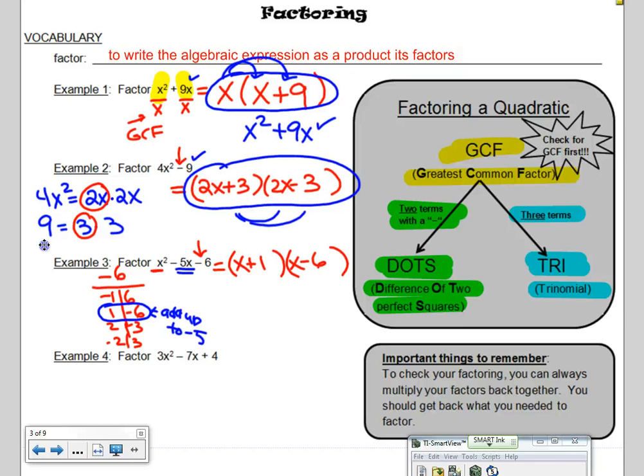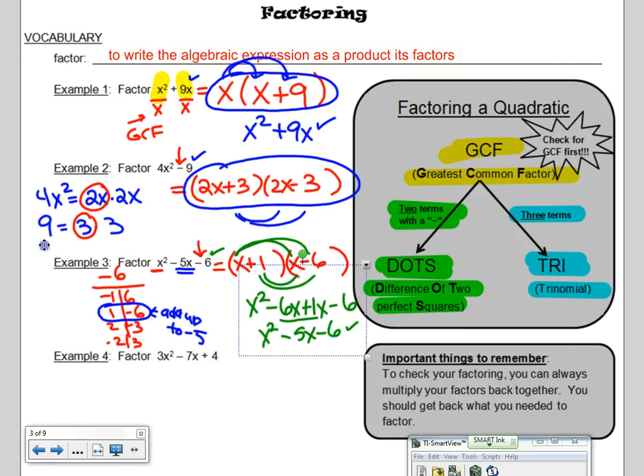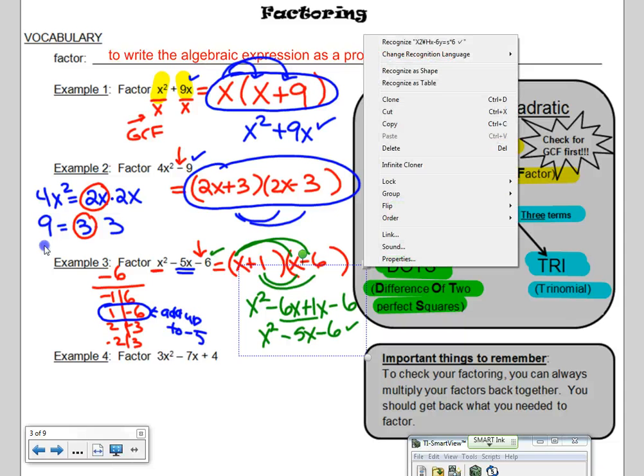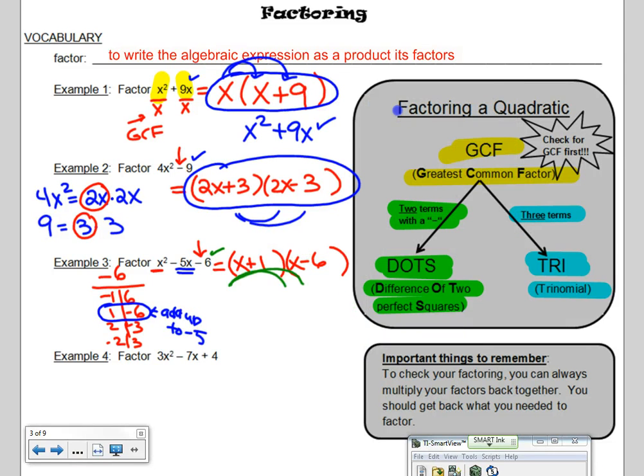Again, if I re-multiply this, I should get back out what I started with. X times x is x squared. X times negative 6 is negative 6x. 1 times x is 1x. 1 times negative 6 is negative 6. And my two terms here are like terms. They add up to negative 5x, and then your minus 6. So this does, in fact, match. So I know that I am right with my factoring. And that is my final answer. This is my factored form of the original example.